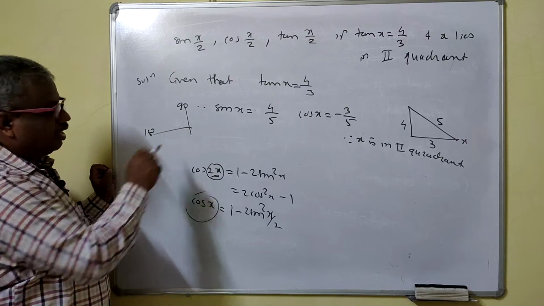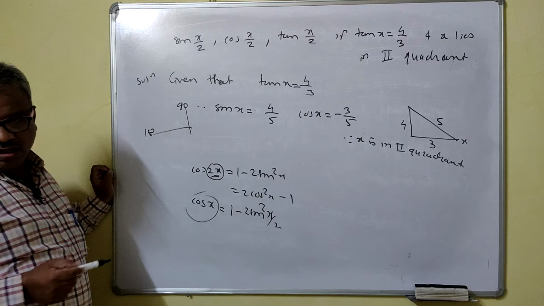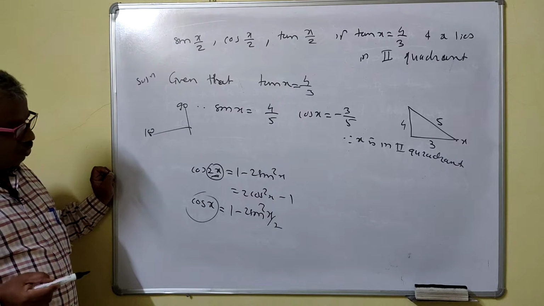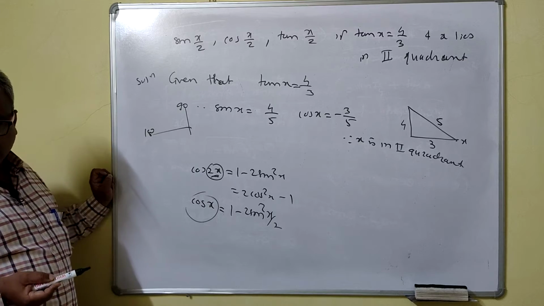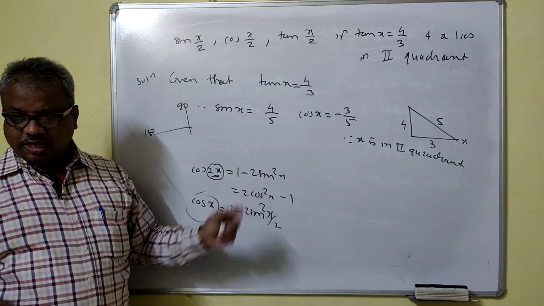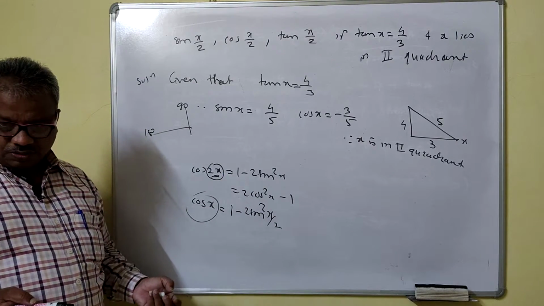Like any angle, take any measurement between this. And if you take the half of that one, it will enter the first quadrant. Now your x by 2 is in the first quadrant, right? So that means in the first quadrant all are positive. The values of sin x by 2, cos x by 2, tan x by 2, all are positive, right? So we have to take only the positive root.